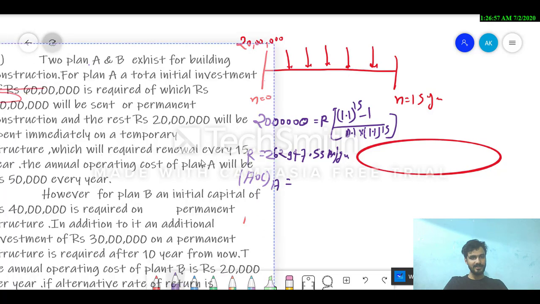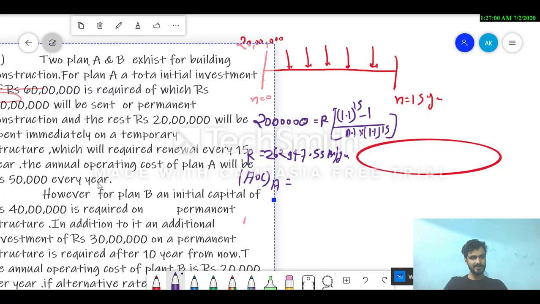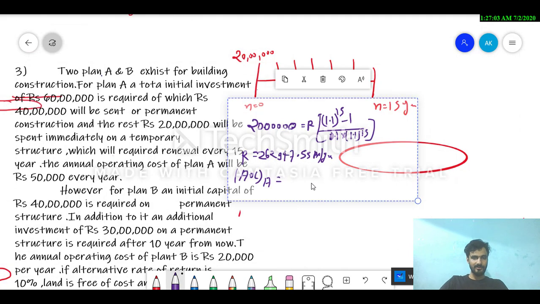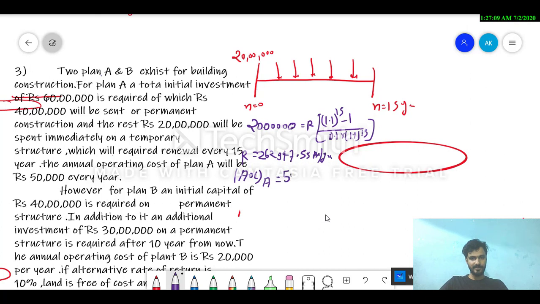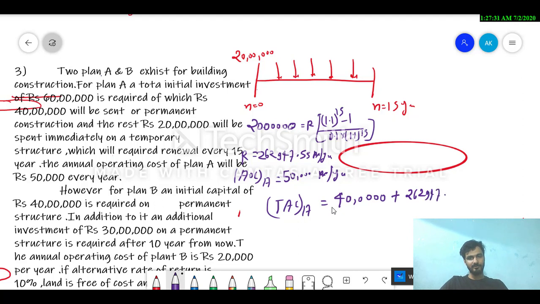The annual operating cost of project A is also given in the question, and you can see that it is 50,000 rupees per year. So you can write the total annual cost of project A is equal to 4 lakhs plus 262947.55 plus 50,000, and you just have to sum it up.